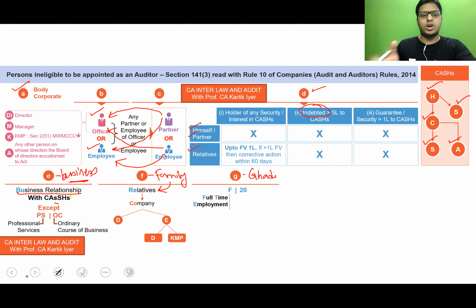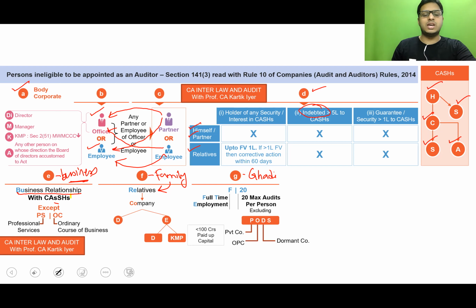to do the audit of his clients. Or if the person already has 20 maximum audits per person. But in this 20 maximum audits, you will exclude the small audits. So what audits will you exclude? The pods you will exclude. What are the pods? If a private company is there having a paid-up capital of less than 100 crores, if a one-person company is there, if a dormant company is there, or if a small company is there, these companies will not be counted in the 20.